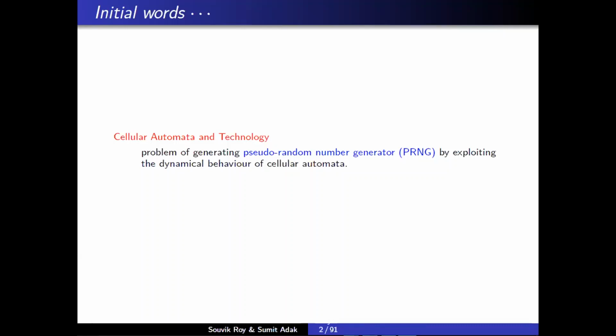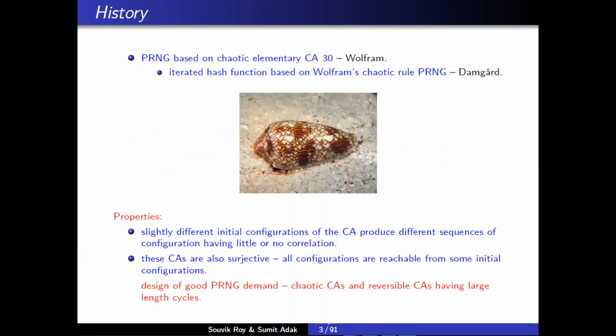Here our problem is generating pseudo-random numbers by studying the dynamical behavior of asynchronous cellular automata. The brief history: we started from the famous rule 30, Wolfram's favorite, a PRNG based on the chaotic elementary cellular automaton rule 30. Wolfram first studied it, then an iterated hash function based on Wolfram's rule was explored by Damgård, and later people studied different uniform and non-uniform versions of elementary cellular automata and other automata for generating random numbers.